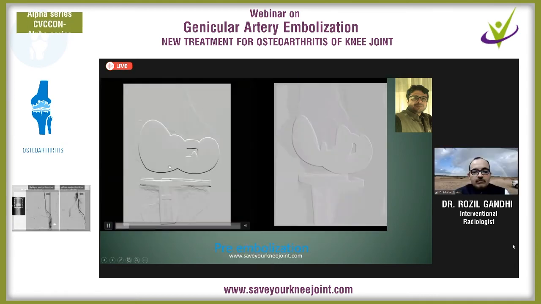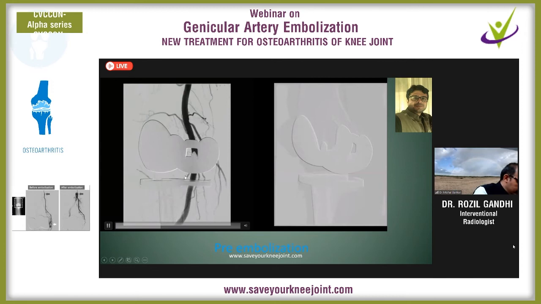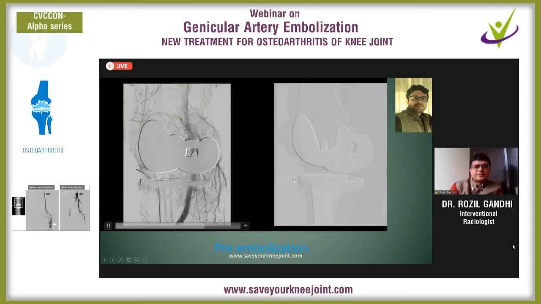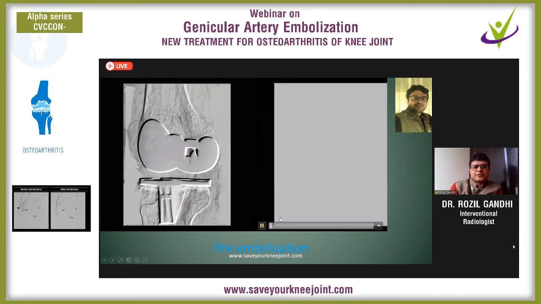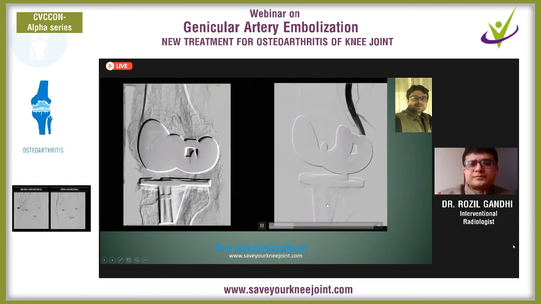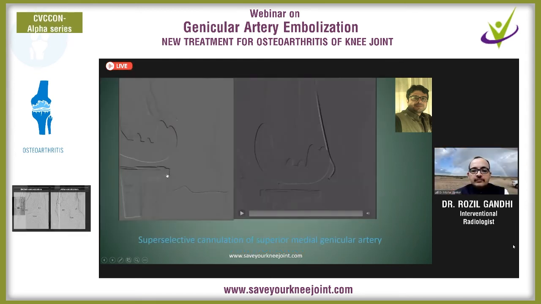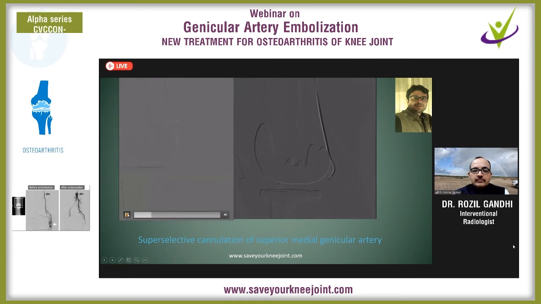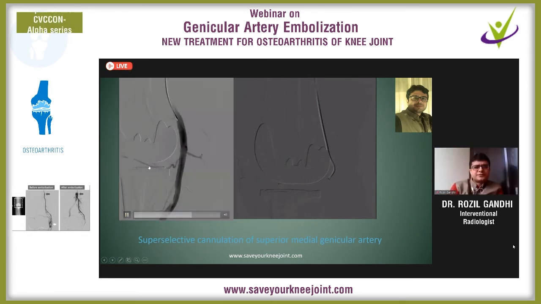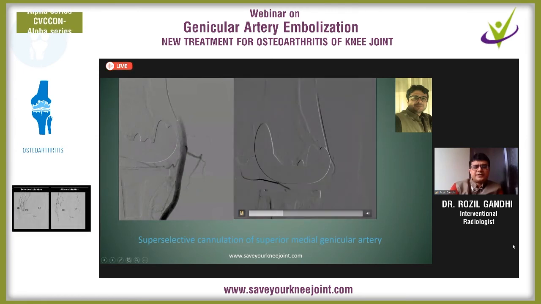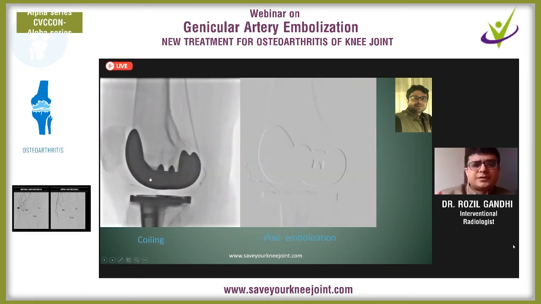Videos, you can see the same image. This is the blush seen on the angiographic image. Super selective cannulation, coming very near to the artery, and this is inside the artery. Typical blush, and this is how we insert a coil.